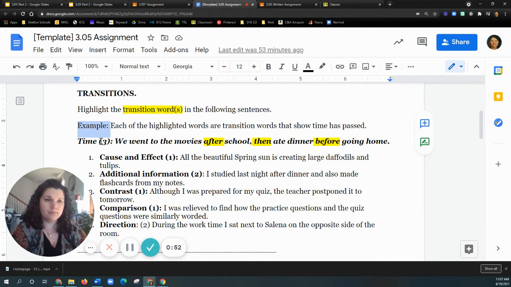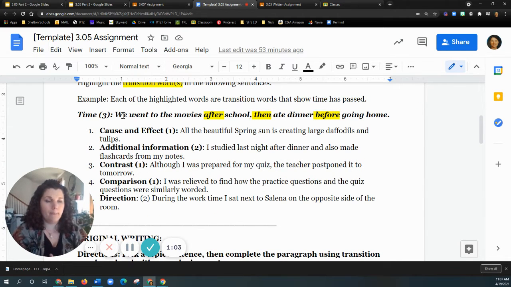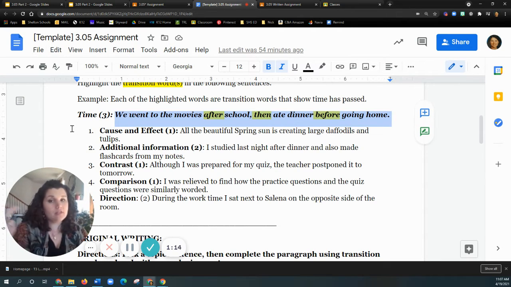So this is the example, and our example is one that uses time. Each of the highlighted words are transition words that show time has passed. So in this sentence, we went to the movies after school, then ate dinner before going home. So we have a sentence that has multiple transition words in here. That's great. You could have sentences that have multiple transition words. So the words after, then, and before are about time passing. And that's why you would highlight them, because this section is about time passing.